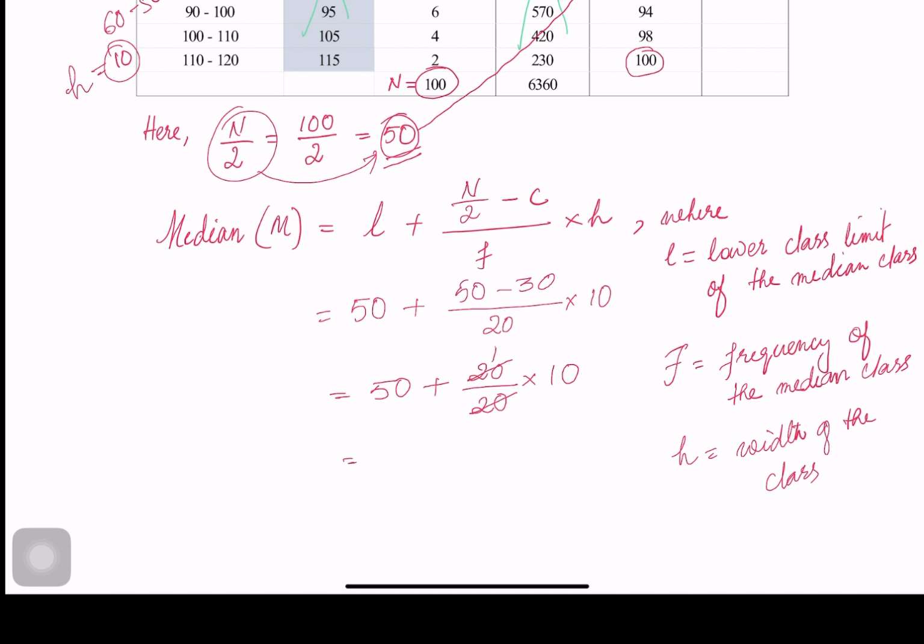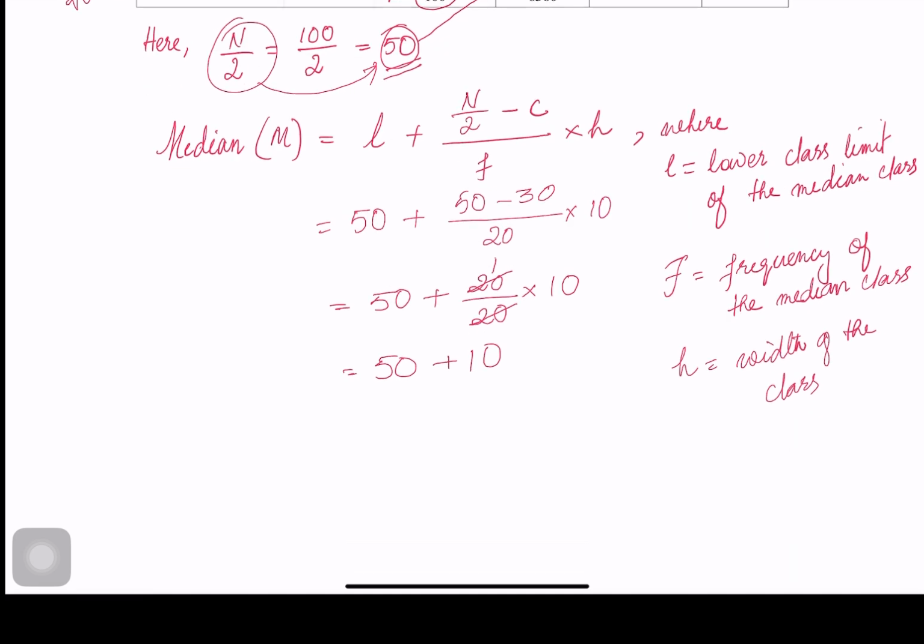So we have 50 plus 10. So what is our 50 plus 10? Equal to 60. So this is how we find out median. So our median is 60. So if we know the formula, it's very easy to find out our median.